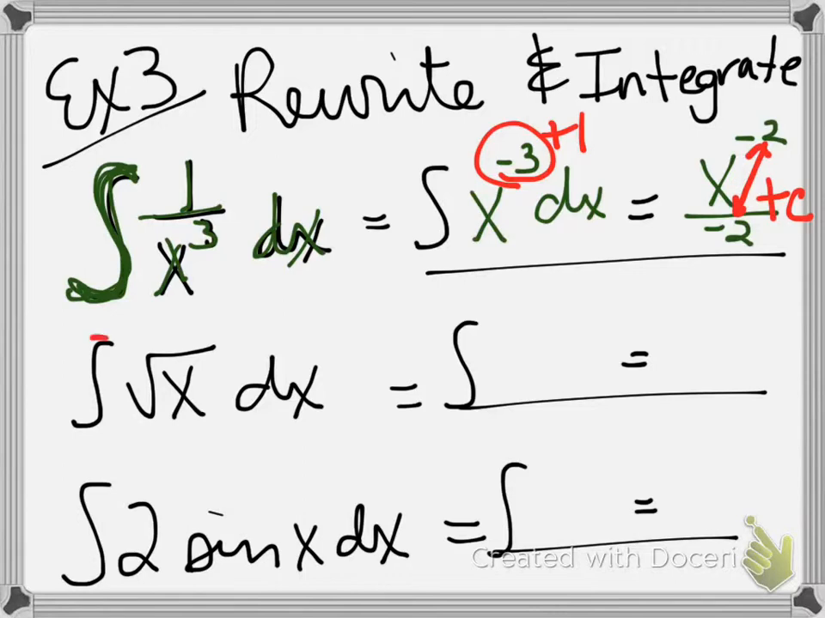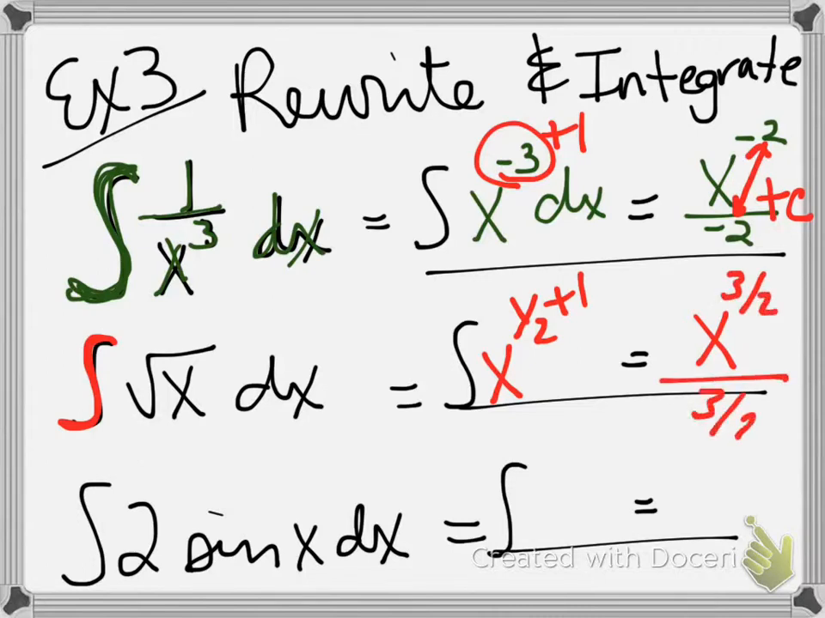So for the next one, I'm going to integrate this. First, I'm going to rewrite the square root of x as x to the 1/2 power. Then I'm going to follow my rule. Add 1 to my exponent. So 1/2 plus 1 is 3/2. And now I'm going to divide by 3/2. And I actually can go ahead and rewrite that, because when you divide by a fraction, I can flip it over and make it 2/3 x to the 3/2 power. I didn't leave myself much room here. 2/3 x to the 3/2 power plus c. All of your general solutions have got to have a plus c.